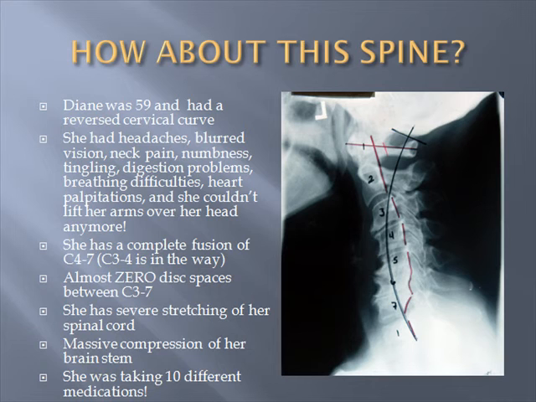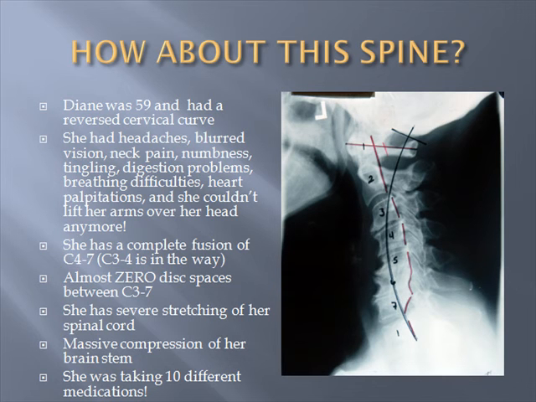How about this spine? This patient, Diane, was 59 and had a reverse cervical curve. She presented with headaches, blurred vision, neck pain, numbness, tingling, digestion problems, breathing difficulties, heart palpitations. She couldn't lift her arms over her head anymore. She has a complete fusion of C4 through 7, and C4 is on the way to getting this way as well, and she has almost zero disc spaces between C3 and C7. Almost every cervical disc space has been obliterated.